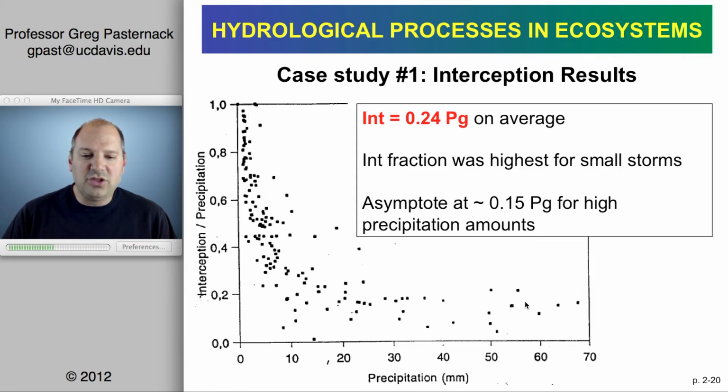However, when you have a very large storm, it doesn't really matter from tree to tree and storm to storm anymore, because you're basically overwhelming the capacity of a tree to hold the water, and so therefore the water is going to reach its capacity of storage, and then the rest is going to fall through.